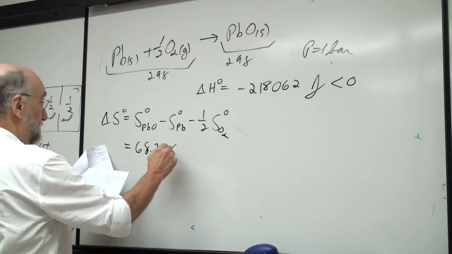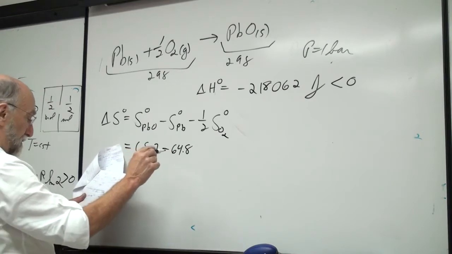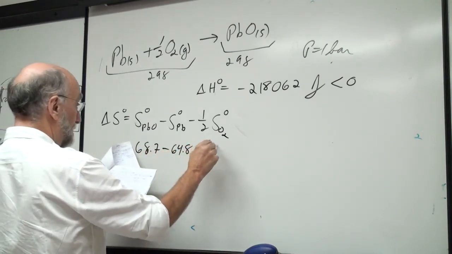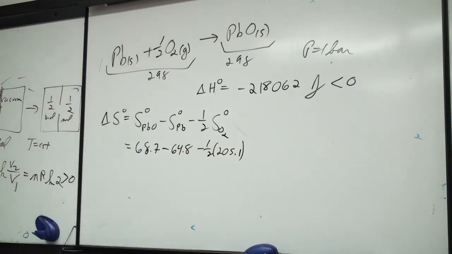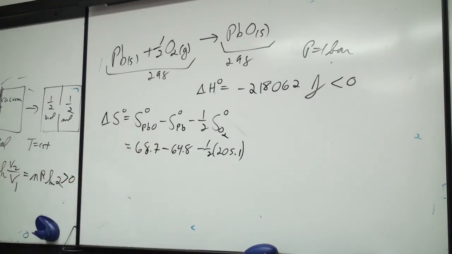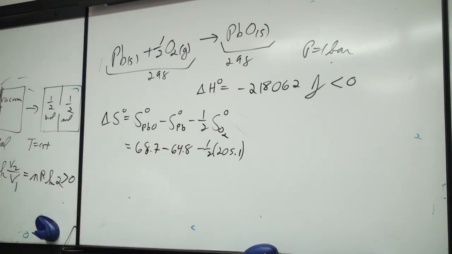This is equal to 64.8 joules per mole, and this is minus 1/2 of 205.1 joules per mole. First of all, I notice a couple of things. I notice that the entropy of Pb and PbO are more or less the same. They're both solids. And I notice that the entropy of oxygen, however, is much greater than the entropy of Pb and PbO because it's a gas. And a gas is more disordered than solids and liquids. It's going to have a higher entropy.